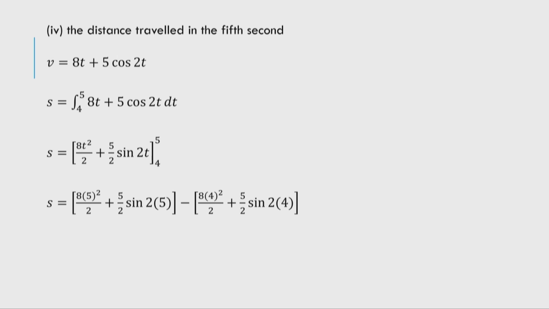Substituting the limits, we get S is equal to 8 multiplied by 5 to the power of 2 divided by 2 plus 5 over 2 sine 2 multiplied by 5 minus 8 multiplied by 4 to the power of 2 over 2 plus 5 over 2 sine 2 multiplied by 4, which is equal to 98.6399 minus 66.47339, which is equal to S is equal to 32.2 meters, rounded off to 3 significant figures.